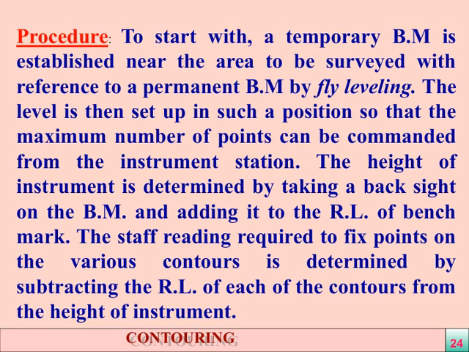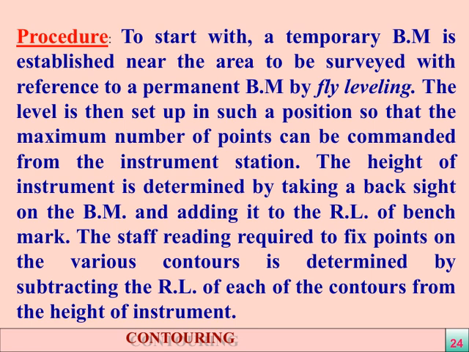Let's walk through the procedure step by step. First, we establish a temporary benchmark, or BM, near the area we want to survey. This is done in reference to a permanent BM using fly leveling techniques. The purpose here is to create a stable reference point close to our survey site. Next, we set up the level instrument in a position that allows us to command as many points as possible from that single station. The idea is to maximize efficiency and accuracy in our measurements.